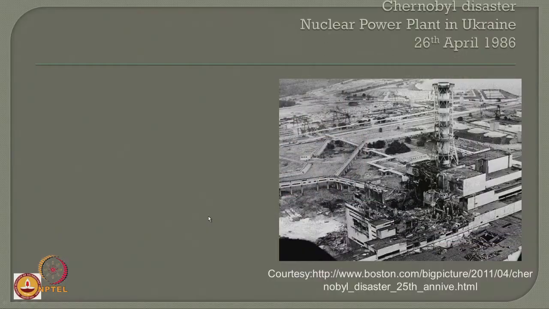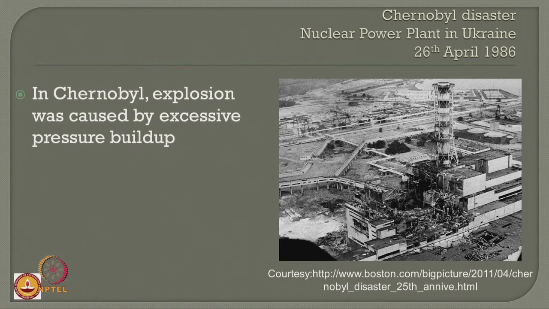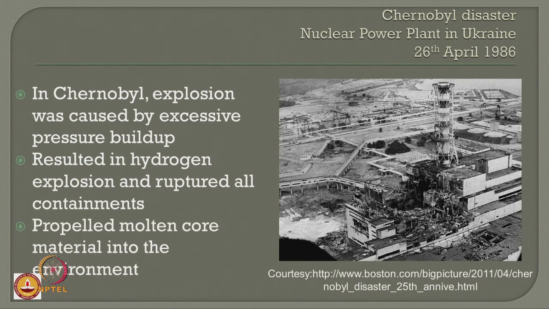Then how did this happen? To understand this, let us take a parallel example, which is the Chernobyl disaster of a nuclear power plant in Ukraine, which happened on 26 April 1986. The power plant photograph is shown on the right. In Chernobyl, the explosion was caused by excessive pressure buildup, which resulted in a hydrogen explosion and ruptured all containments. After the containments ruptured, it propelled the molten core material into the environment. That is how this became a disaster.